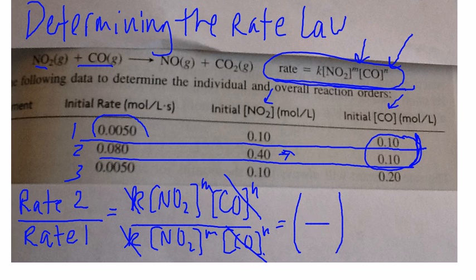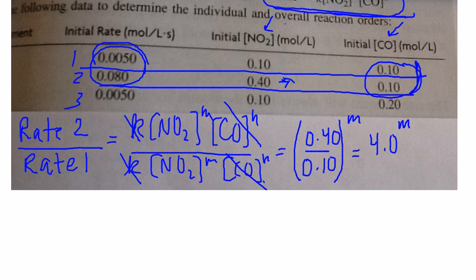When you divide by these powers like this, we can take both of them out and raise them both to the power of m. That's a mathematical principle. So if I take the NO2 in the second situation, 0.40, and then I have it in the first situation, 0.10, 0.4 divided by 0.1 is 4.0 raised to the m power. I still haven't solved for m yet, but here's where these numbers come into play. 4.0 raised to the m power is equal to the rate 2 over rate 1.